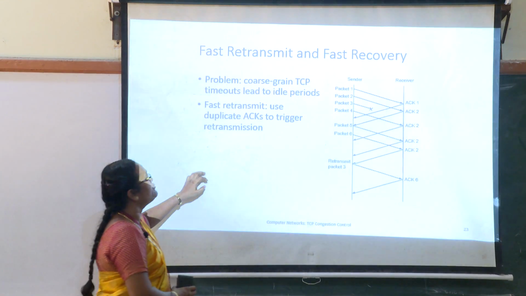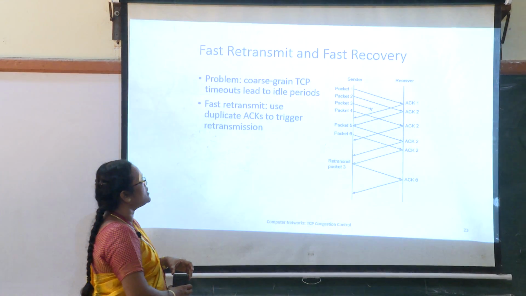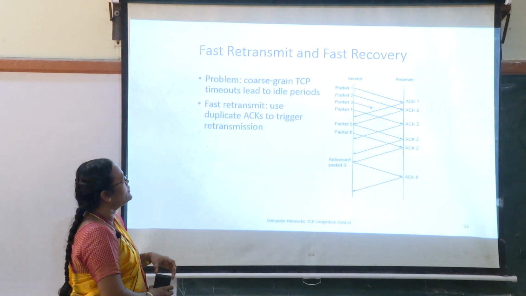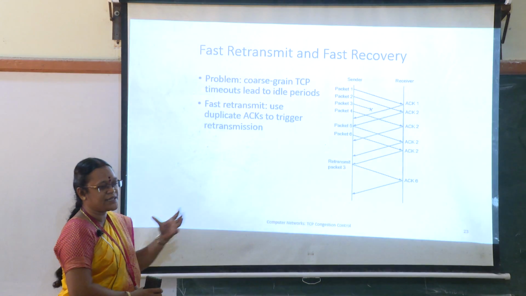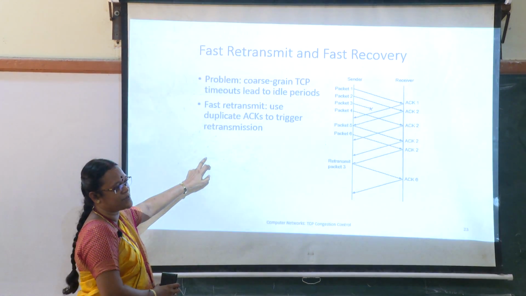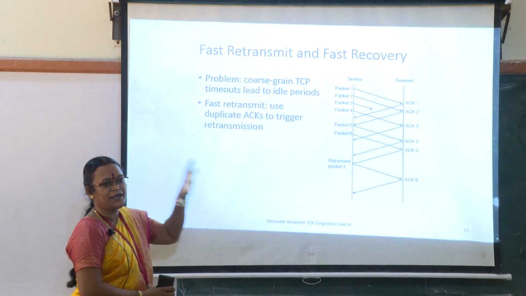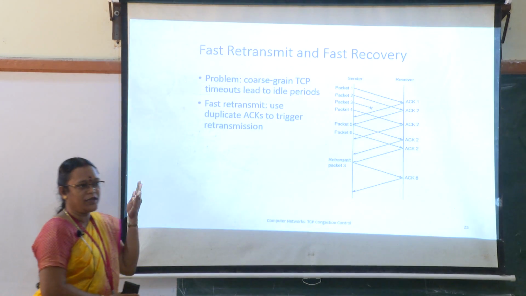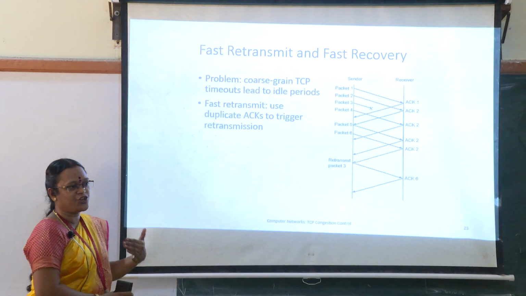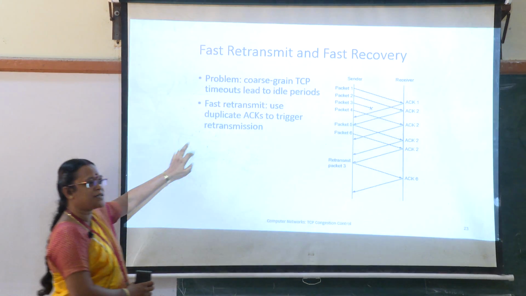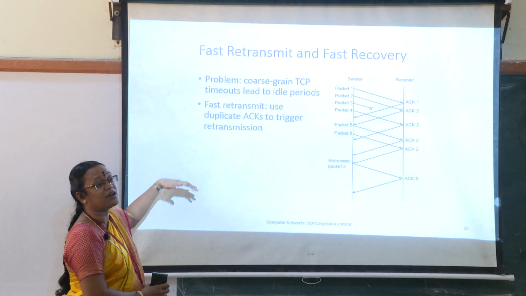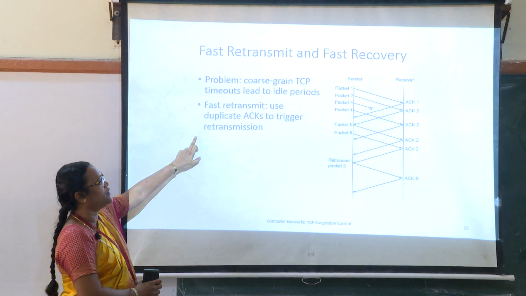Okay, next comes your fast retransmit and fast recovery. This occurs whenever your TCP times out, that is, if the timer exceeds, then I come for fast retransmit. For example, I am setting a timer of round trip time. If the timer exceeds, obviously the acknowledgement has not reached your sender. The timer will expire and it will send a retransmission. So that is one of the cases.